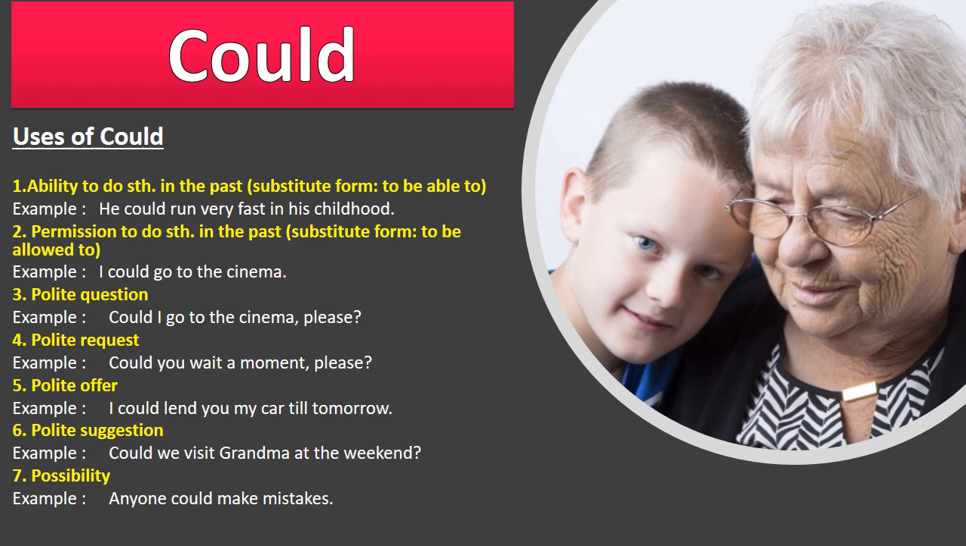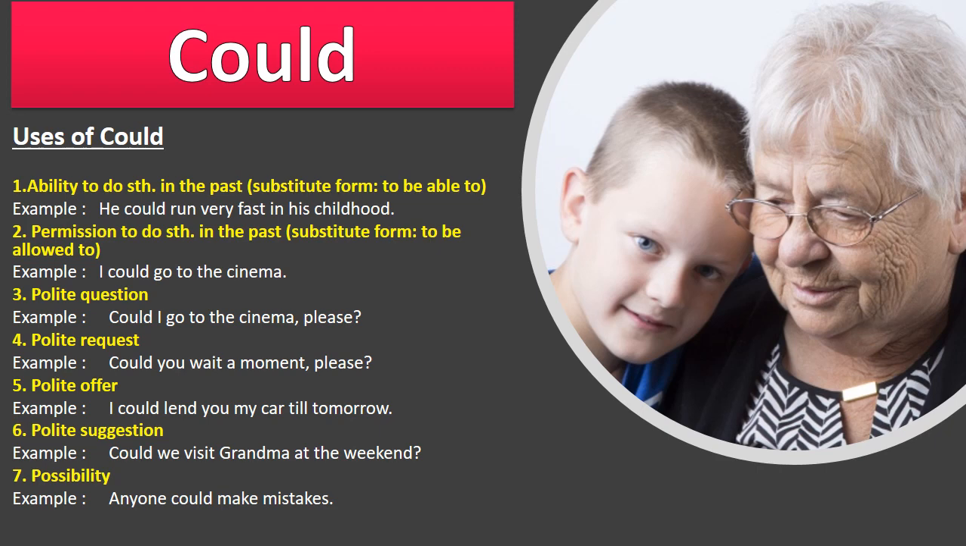Now students, let's learn the uses of could. As you must be knowing, could is the past form of can. Could is used to express ability to do something in the past. जो चीज आप past में कर सकते थे. Can means कर सकता हूँ. Could means कर सकता था. For example, he could run very fast in his childhood. बचपन में वो बहुत तेज दौड़ सकता था.